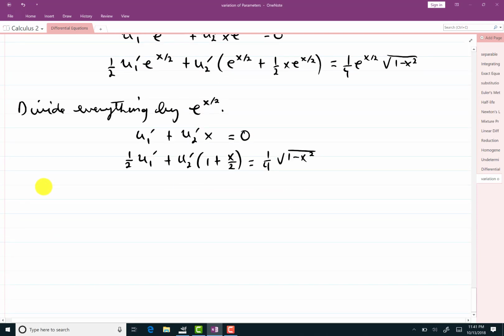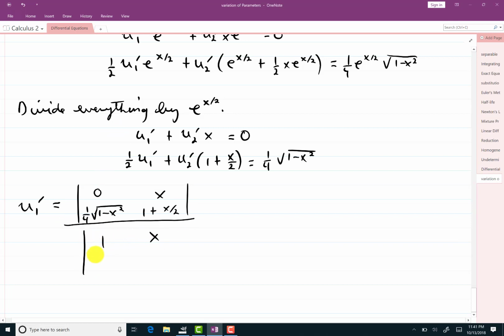And now let's go to the solutions. u1 prime will equal, don't put 0 and 1, or 1 and 1/2 for the first column, put the result column. So I have 0, 1/4 times the square root of 1 minus x squared. And then here I'll have x, 1 plus x over 2. And the denominator goes the Wronskian.